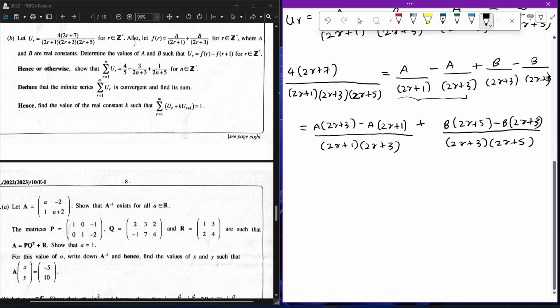So now we'll move on with this. Once you simplify, you get (2r plus 1)(2r plus 3), and the top part you better simplify. 2ar will be cancelled with the minus here, then 3a minus a, which is 2a. It will become 2a.